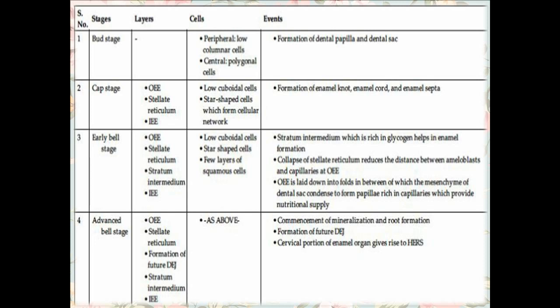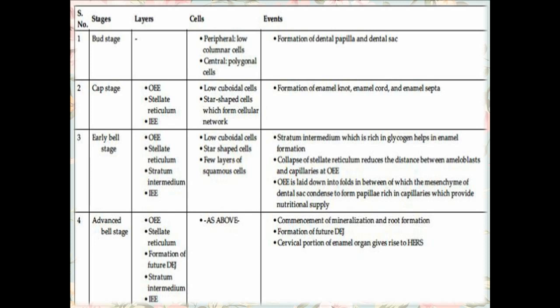And the events which we see in the early bell stage: the stratum intermedium, which is rich in glycogen, helps in enamel formation. The collapse of stellate reticulum reduces the distance between the ameloblasts, which are formed from the inner enamel epithelium, and the capillaries, which are formed on the surface of the cells of outer enamel epithelium. The outer enamel epithelium is laid down into folds, and between them the mesenchyme of the dental sac condenses to form papillae rich in capillaries, which provide nutritional supply, and this is called reversal in nutritional source.